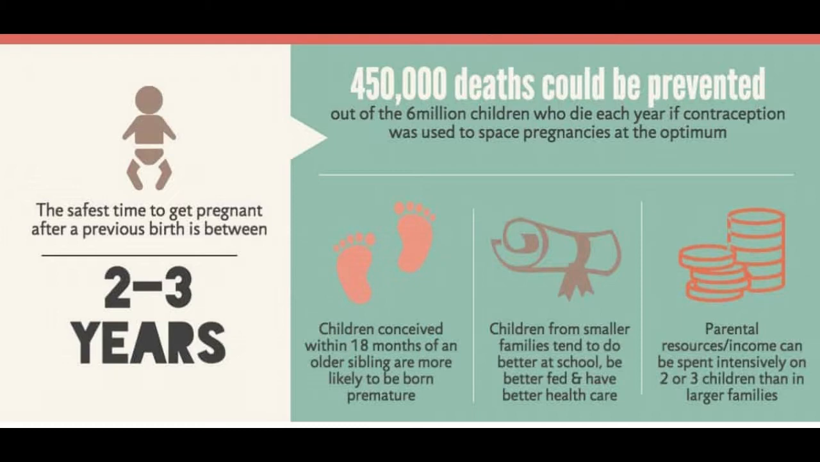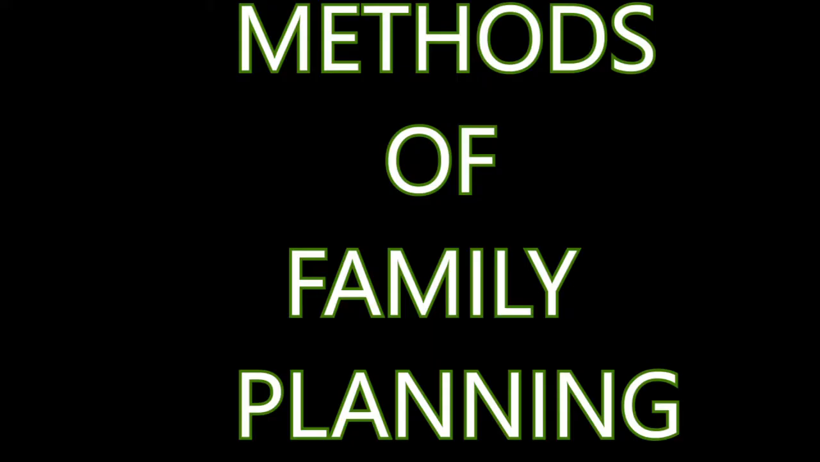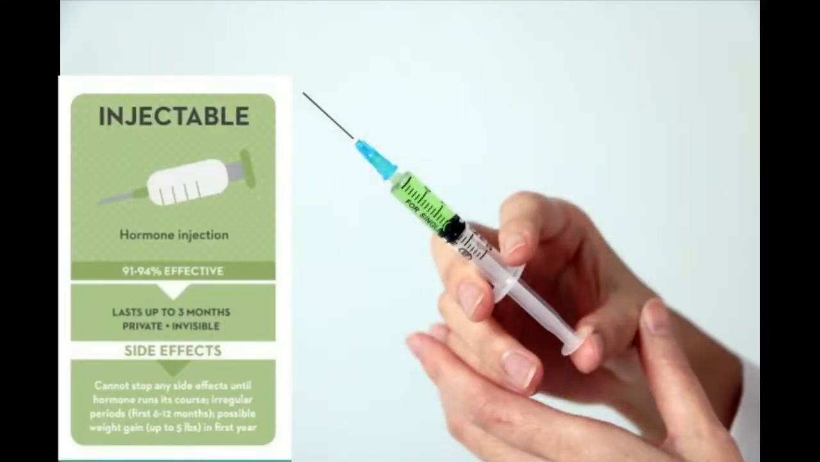So let's know the types or methods of family planning. The number one method is injectable. This injectable is hormonal, and it is 91 to 94% effective. It lasts 3 months. The side effects are irregular period and weight gain. So this one has a long period of effectiveness.